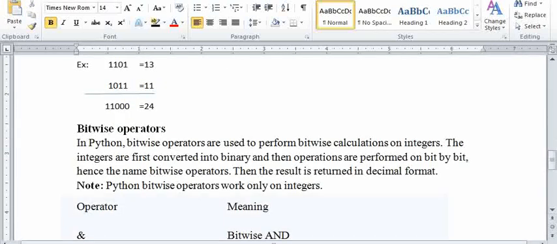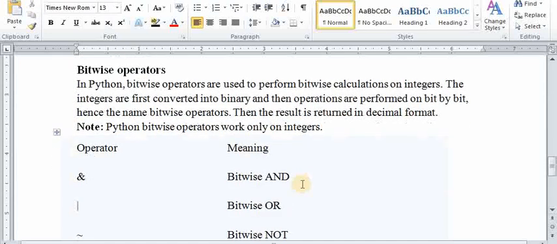Now come to the point, bitwise operators. In Python, bitwise operators are used to perform bitwise calculations on integers. Note, Python bitwise operators work only on integers. So the integers are first converted into binary, and then operations are performed bit by bit, hence the name bitwise operators. First the number is converted into a binary number, and then that binary number is converted into decimal again. Then the result is written in the decimal format.